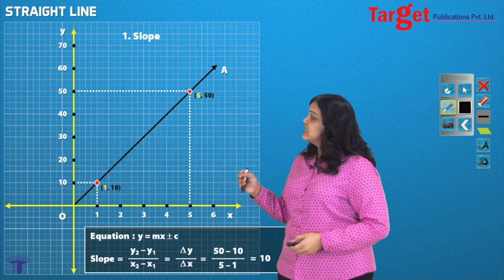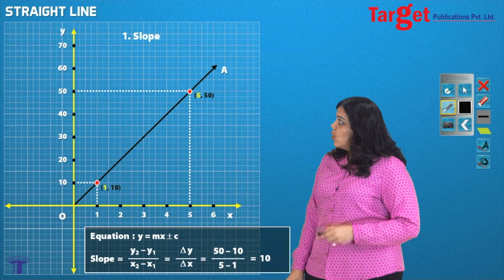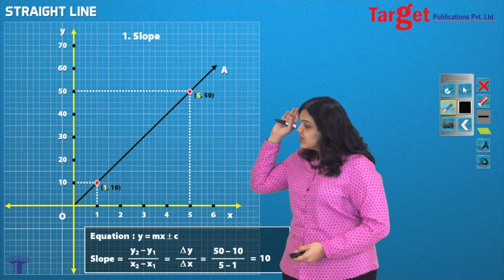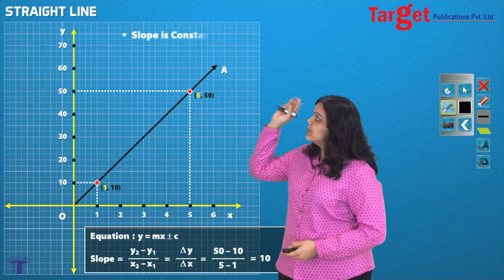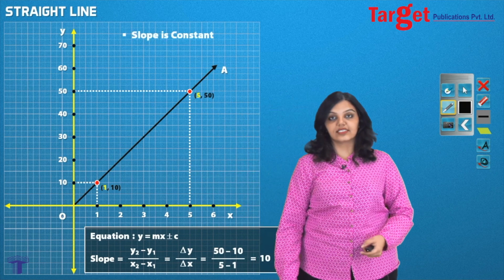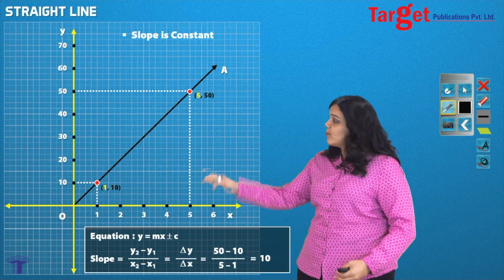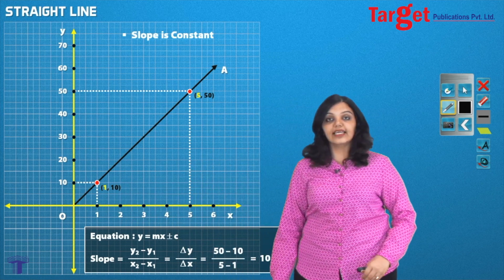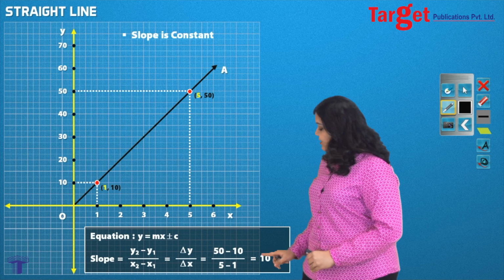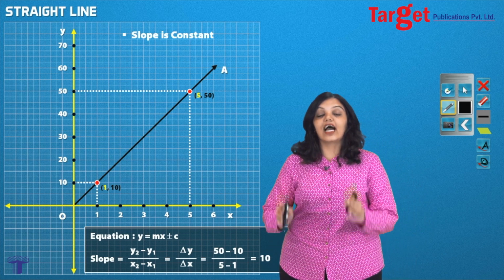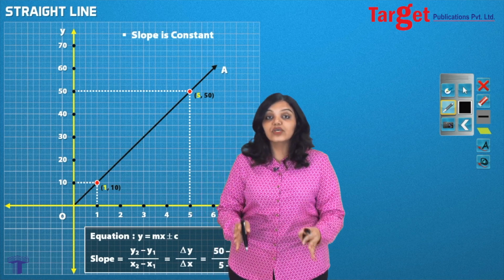Now let's talk a little bit about straight lines. What is the most important thing about the straight line that you must remember? Every time you see a straight line, you should remember that the slope is constant. Straight lines have constant slopes, which means that no matter which 2 points you take on this line, if you apply this formula, you will get the same answer, that is 10 in this case. So straight lines have constant slopes, and this is really important.